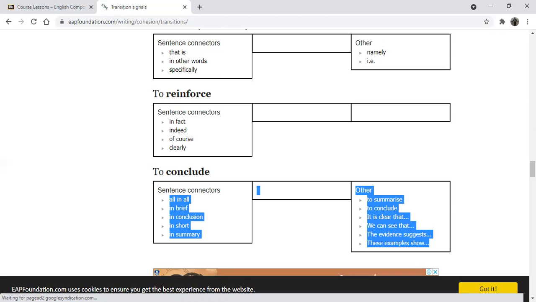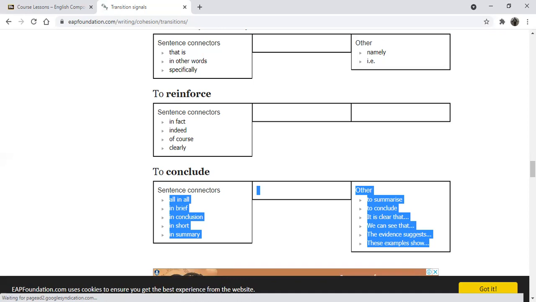Signals used to show order of importance: above all, first and foremost, more importantly, or most importantly. When we say most importantly, we will use the definite article, the most importantly, primarily, a more important, the most important, the second most significant, the primary.